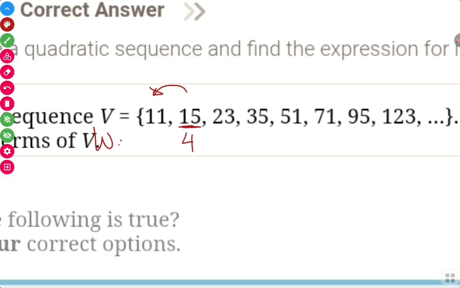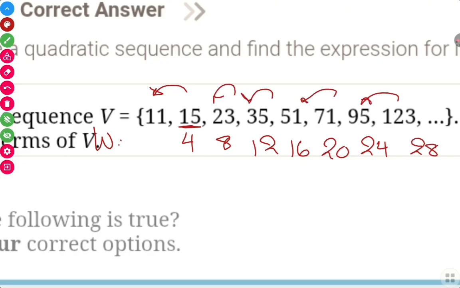15 minus 11 is 4. 23 minus 15 is 8. 35 minus 23 is 12. 51 minus 35 is 16. 71 minus 51 is 20. 95 minus 71 is 24. And then 123 minus 95 is 28. So each number, when we subtracted it by the number before it, we got the first set of differences.